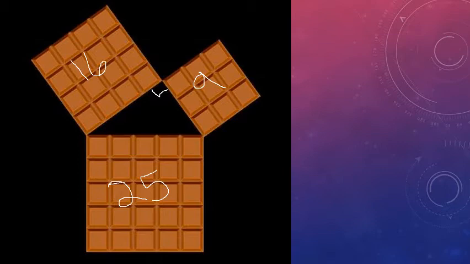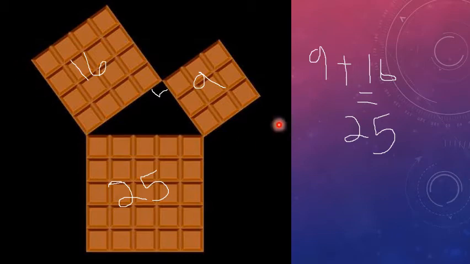So what we've got here is that 9 plus 16 equals 25. But we also know that 9 is the same as 3 squared, 16 is the same as 4 squared, and 25 is the same as 5 squared.